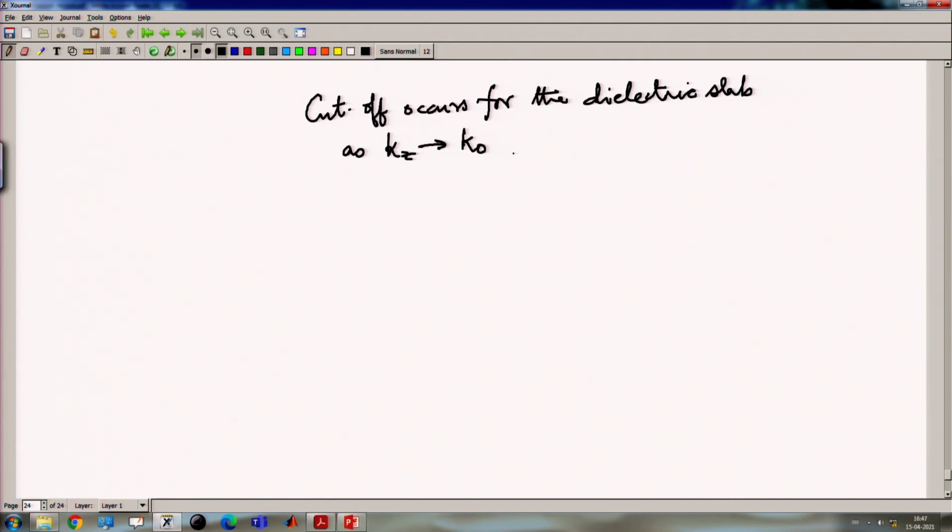So, kz approaching k0 is the same as V approaching 0, and therefore, the cutoff frequencies can be obtained from the characteristic equations by setting u equal to root of kd square minus k0 square.